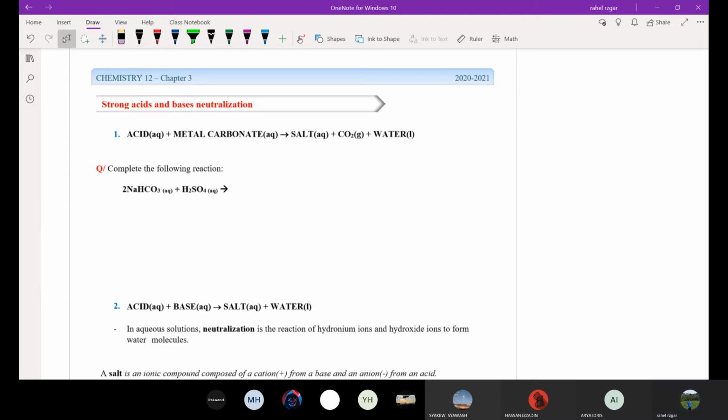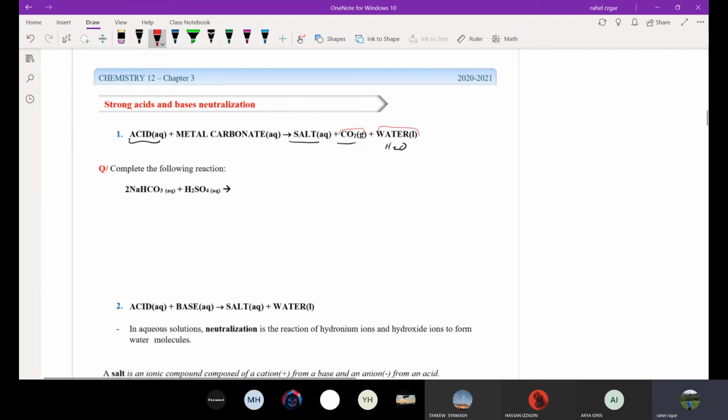First one. If you see an acid reacting with a metal carbonate, it will form a salt, CO2 and H2O. So for the CO2 and H2O, we can memorize it. It's just always CO2 and H2O. But for the salt, what is a salt?